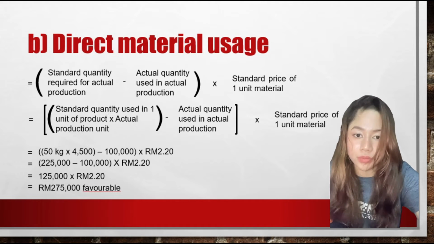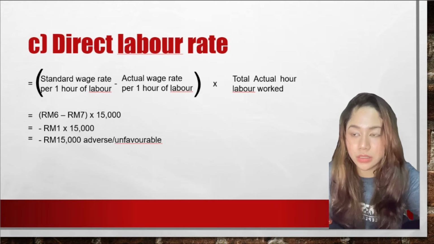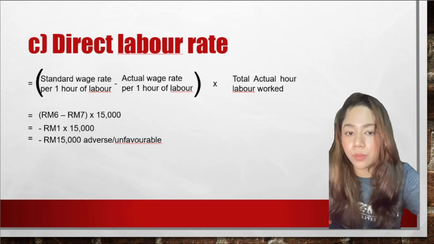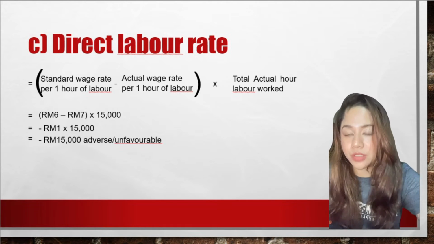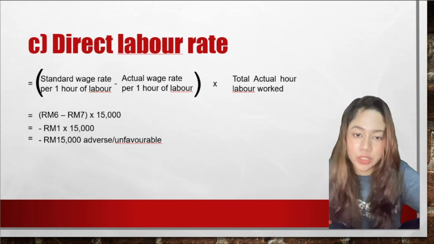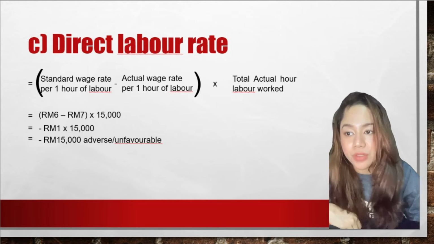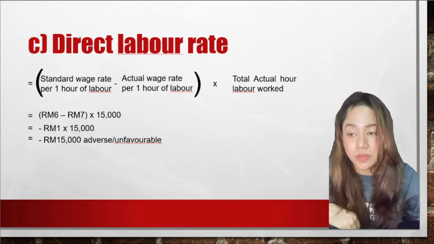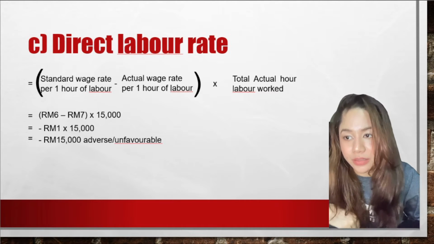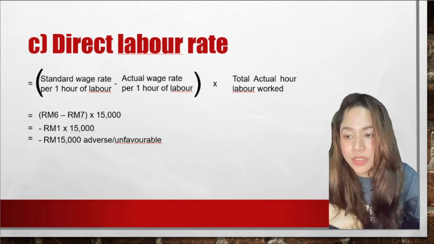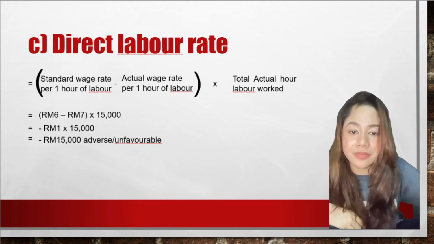275,000 favorable. Okay, for question C, which is direct labor rate, the formula is standard wage rate per 1 hour of labor minus with actual wage rate per 1 hour of labor in bracket, and then times with the total actual hour labor work. So the calculation is 6 ringgit minus 7 ringgit times with 15,000. So you'll get negative 1 ringgit times with 15,000. So the answer is RM 15,000 adverse / unfavorable.